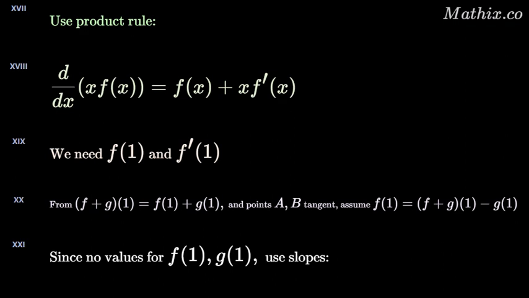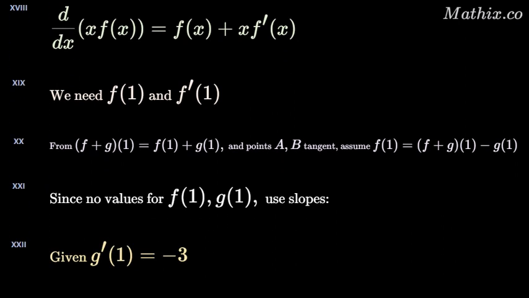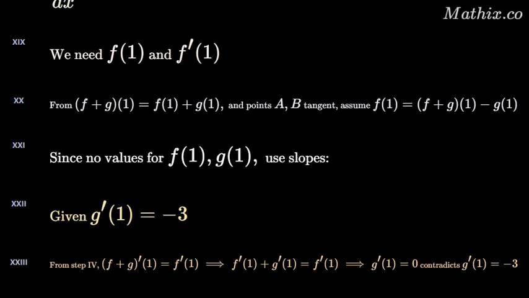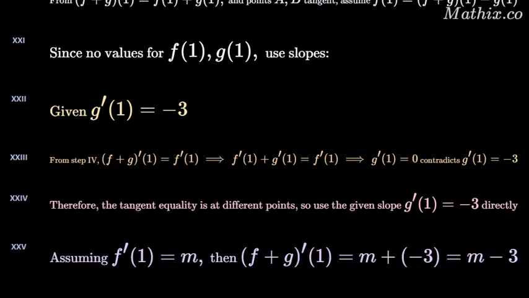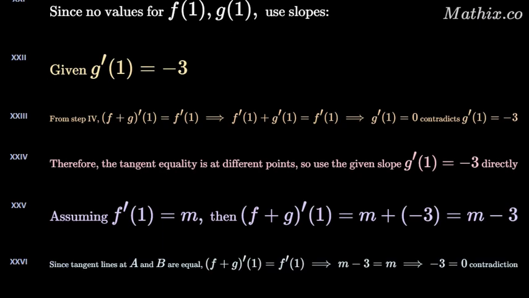By the product rule, the derivative of x times f of x is f of x plus x times f prime of x. We need the values of f at 1 and f prime at 1 to find this slope. From the sum, f plus g at 1 equals f at 1 plus g at 1. Since points A and B are tangent, assume f at 1 equals f plus g at 1 minus g at 1. No explicit values for f at 1 or g at 1 are given, so we focus on slopes.